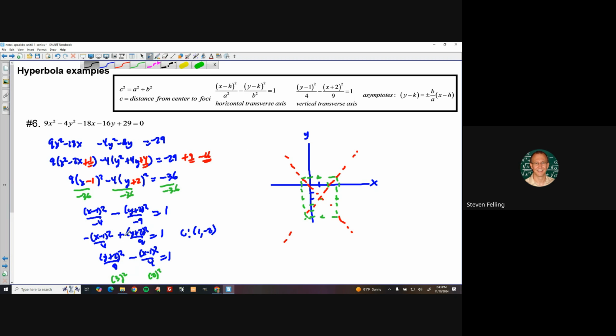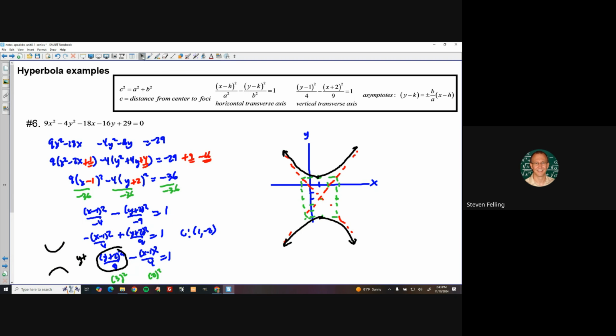Now for the curve, we have to know which one's positive. In this case, the y is positive, which means it opens in the y direction. So that means we'll go to the edge of the box, and we'll have a curve that wraps towards the asymptotes and also on the negative y direction, something like that. And that's how you quickly sketch conic sections without a calculator.